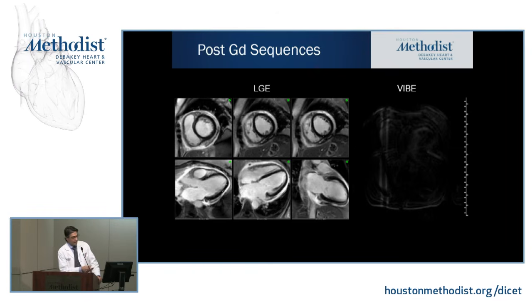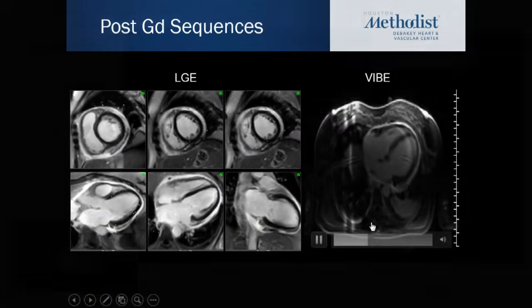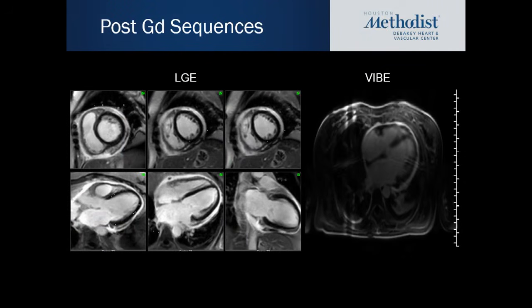And if you look at this VIBE sequence here, it also shows you that you should not have this white sac around the heart, as it'll play again. Okay, here we go. All of this white sac you see is just diffuse inflammation of the pericardium.